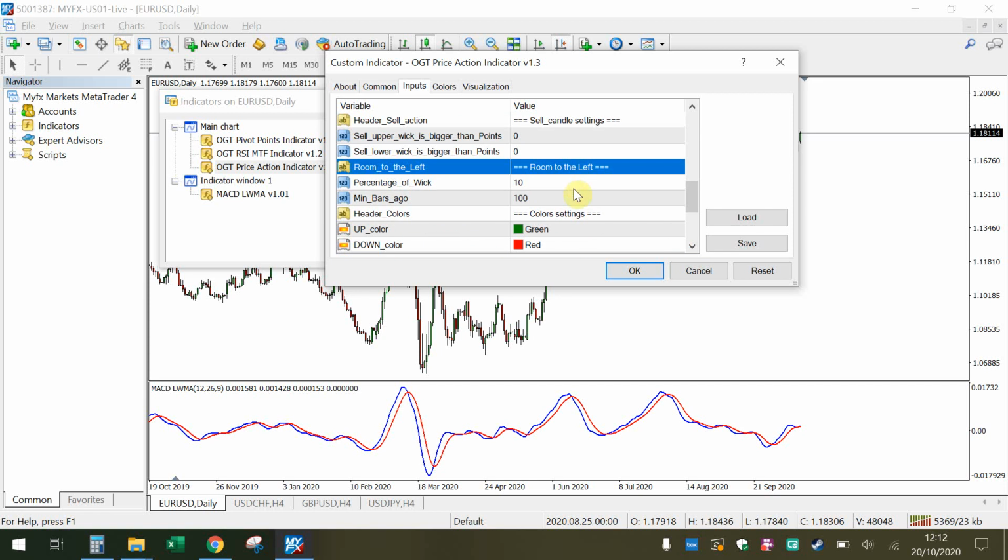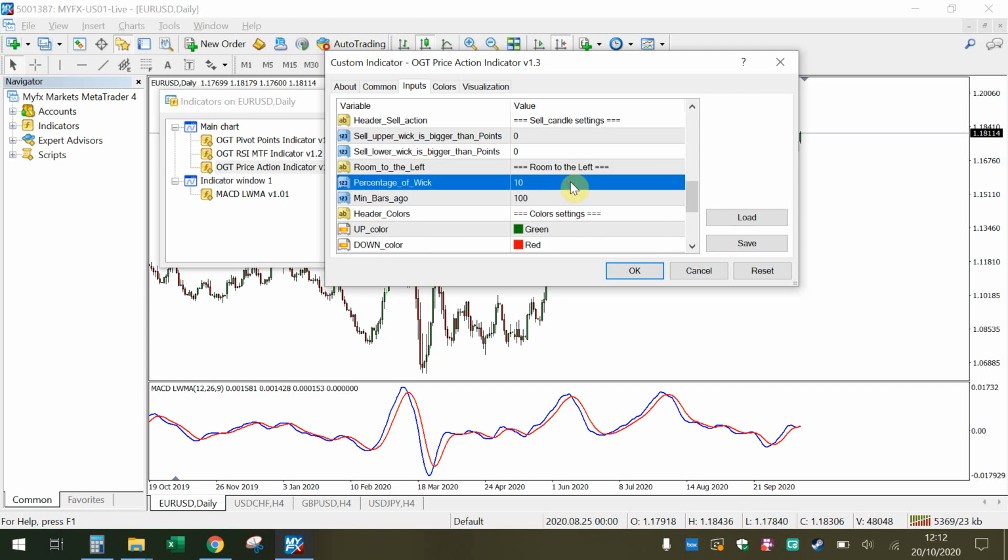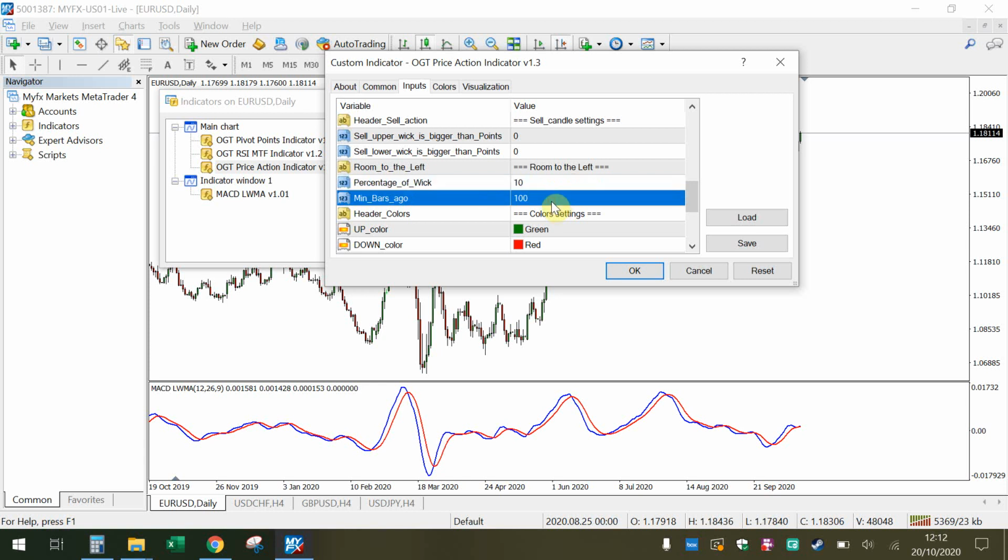And then this goes into the room to the left, which I'll go into now. So the first one is the percentage of the wick, and again I'll go into this in a second, but I prefer to set this to 10, and the minimum bars ago in terms of where price was at that percentage wick level, I've put 100, which equates to 100 bars on the time frame that you're trading.